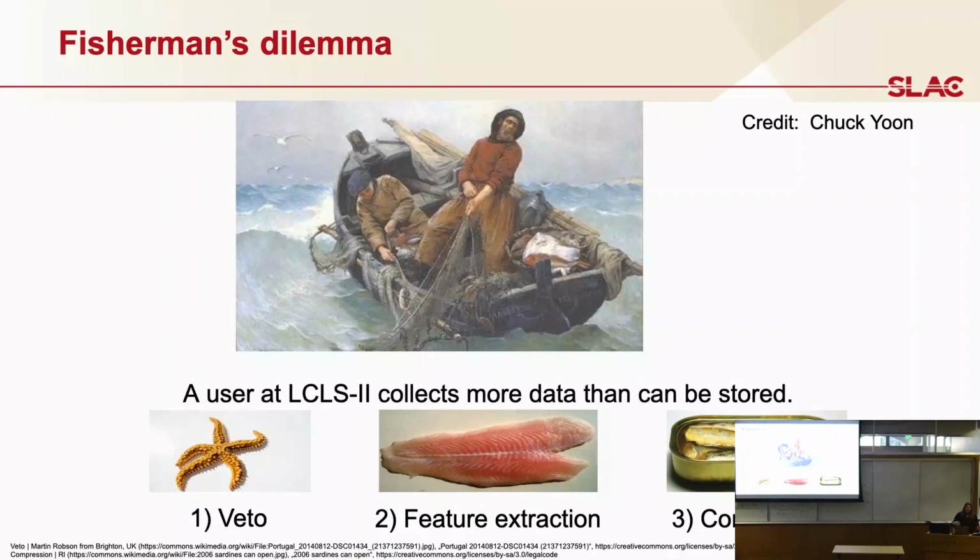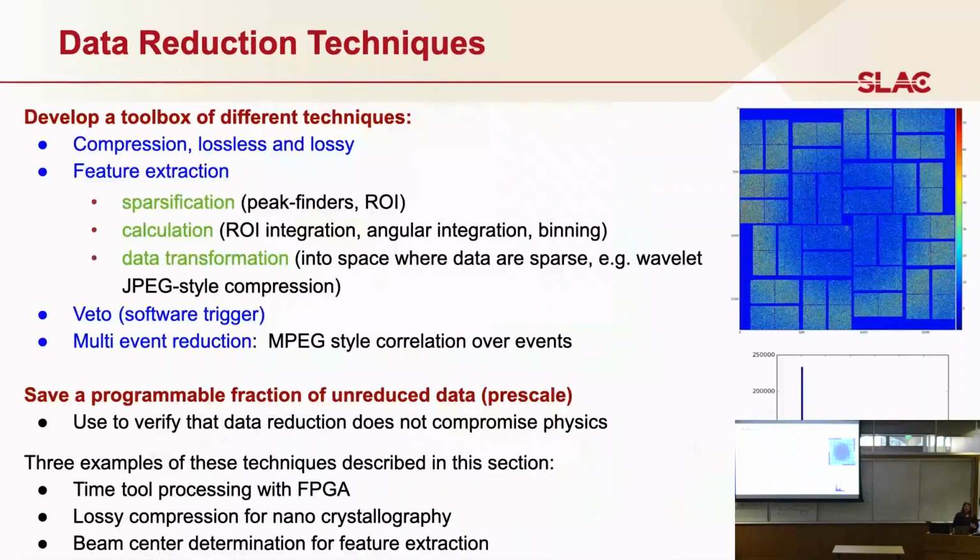We are collecting more data than we can effectively store. And so we need to come up with some data reduction methods. These are the three basic ones that we have available to us. The trick is adapting them to the 20 different kinds of experiments that we have. So we've developed a toolbox of different techniques that can be parameterized to suit all of the experiments that we've identified. So we have compression, both lossless and lossy.